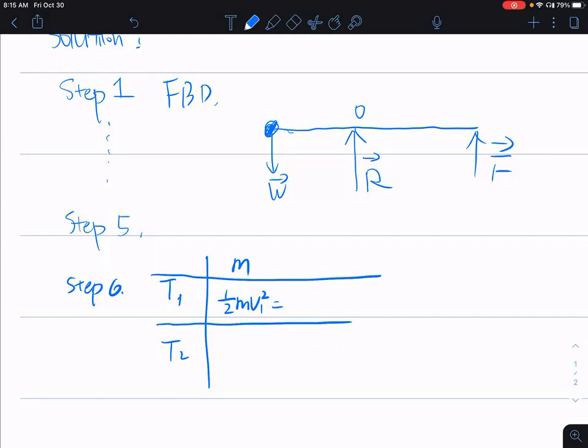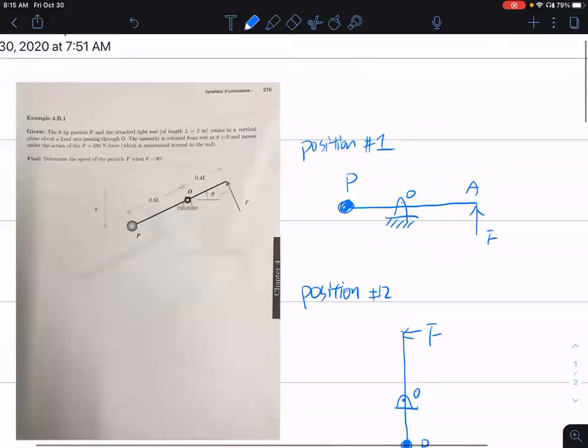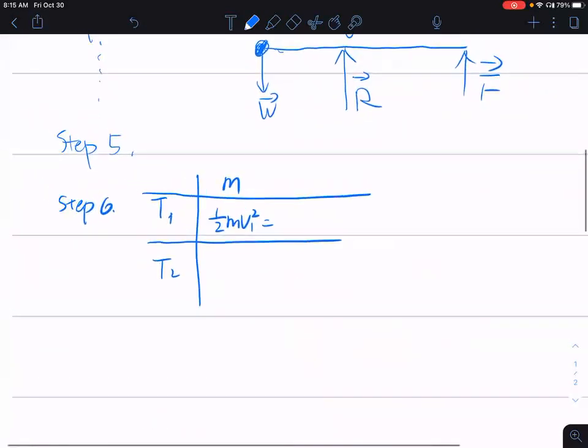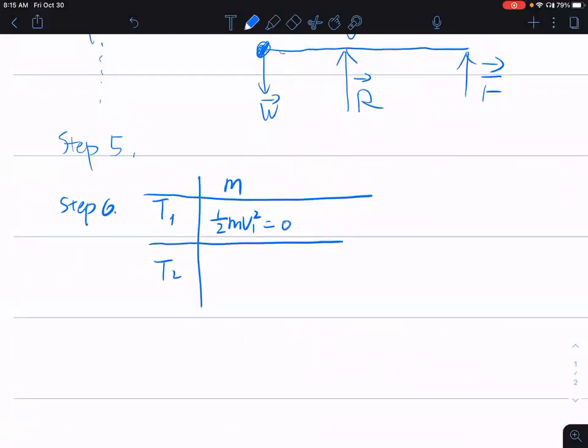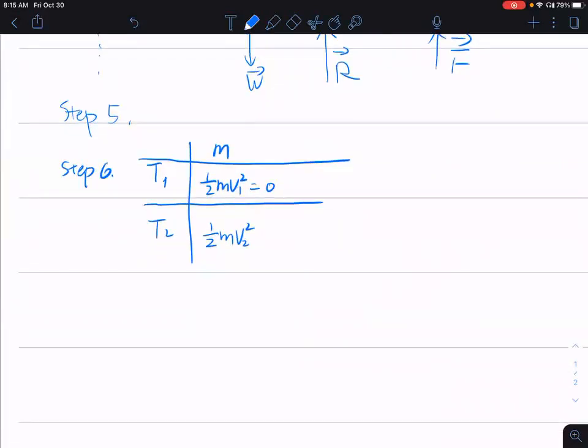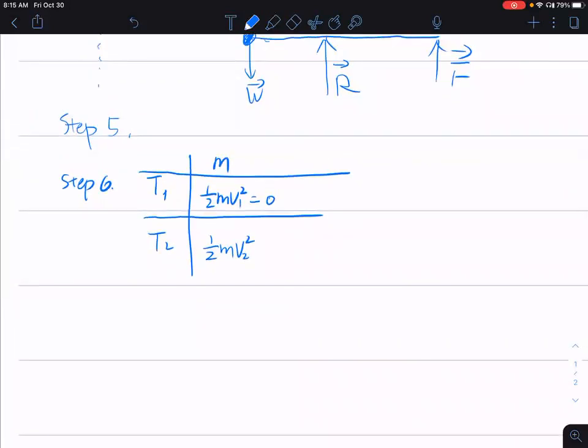Like I said, that's position 1. So go to your sketch, look at position 1, read the problem again. What is going on? It says released from rest. That's a sign, it tells you 0 kinetic energy. So T1 at position 1 is 0. Kinetic energy at position 2 is something we're trying to solve. We don't know what v2 is. So just write 1/2 m v2 squared. Since we only have one mass here, we're done with step 6.